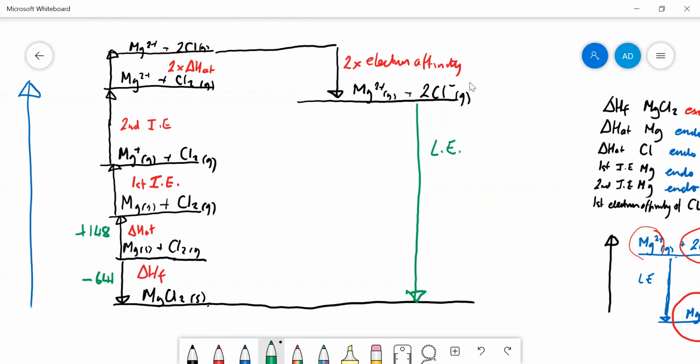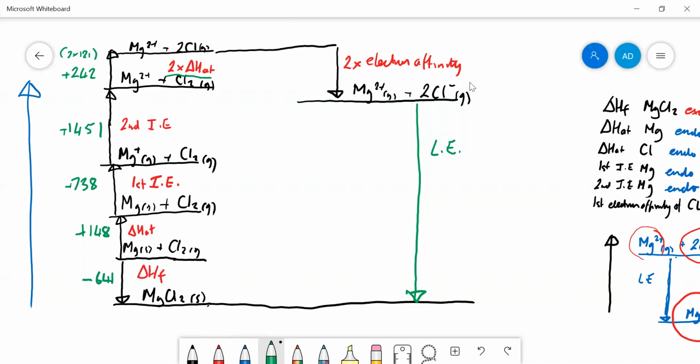The first ionization energy of magnesium is 738. So that's bigger than that for sodium, which is about 450, because magnesium's got an extra proton in the nucleus. And the second ionization energy, much harder to remove the second one, that's 1451. These are all positive values. Here we have to put two times delta H at, so that's two times 121, which is 242.